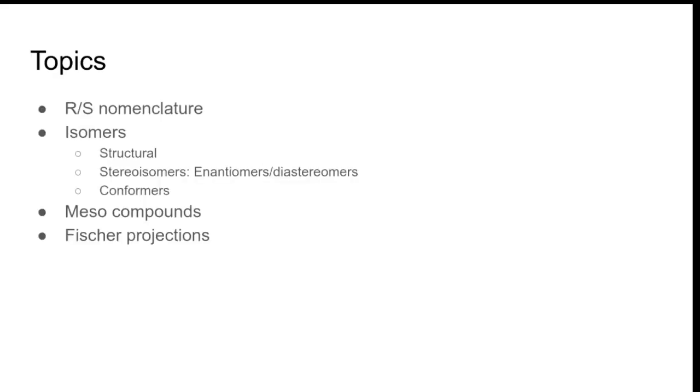All right, so the last part of our review today is going to be on your most recent chapter, chapter 5, which is stereochemistry. First we want to talk a little bit about R/S nomenclature, how we decide which is which. We're going to talk about isomers and essentially deciding the relationship between two molecules. We're going to talk about meso compounds as well as Fischer projections.